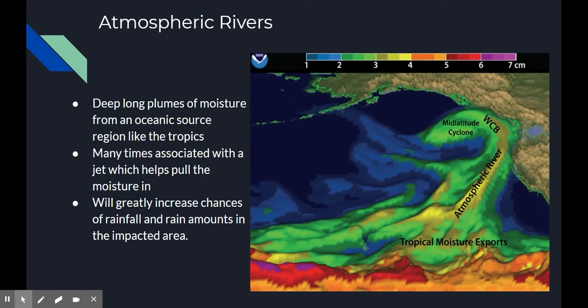Another feature to take into account are atmospheric rivers. These are long, deep plumes of moisture that originate from a tropical oceanic source region and will extend for hundreds or thousands of miles further northward. They are pulled upward by a jet, and when they reach landfall, a considerable amount of rainfall can be expected for the impacted area.